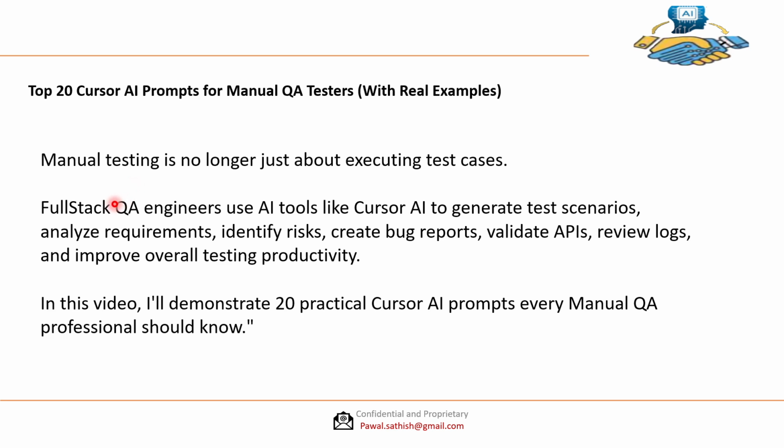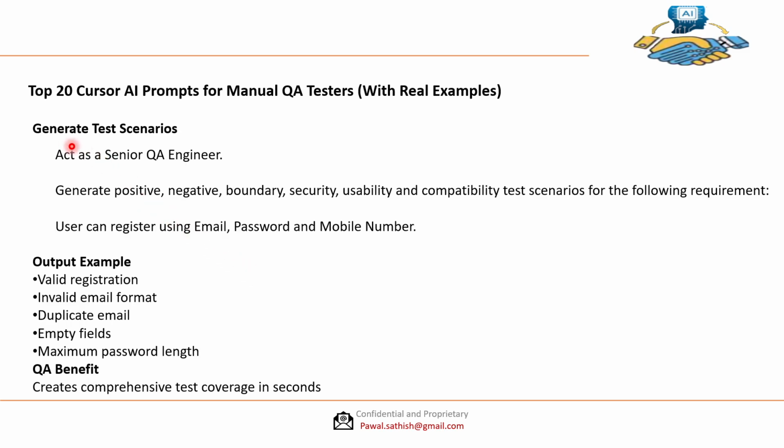But as a full stack QA engineer, we need to use AI tools like Cursor, and Cursor AI will definitely help to generate the test scenarios, analyze the requirements, and identify the risk. It will also create a bug, validate the API, and review the logs. It improves the overall testing productivity. In today's session, we'll see the top 20 Cursor AI prompts for manual QA testers. First, we'll start with how to generate the test scenarios.